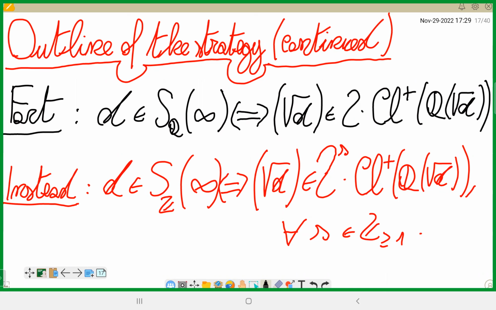And now, using what we have just explained, you can find out that d is actually in SZ infinity if and only if the class of square root d is a multiple of every single power of 2. So it's in 2 to the s times the narrow class group for all s. So you see that the transition from this set to this set is a sort of infinite process requiring potentially every single power of 2.